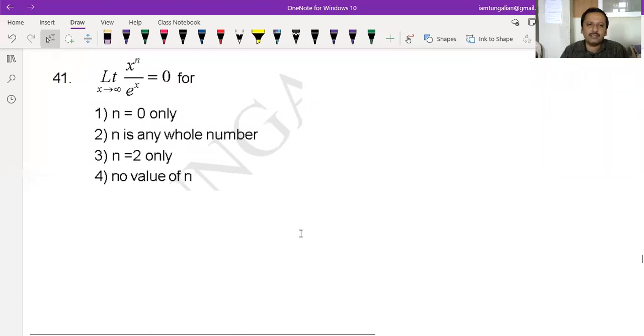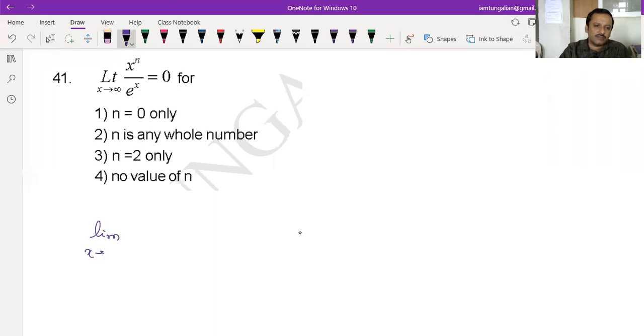Question number 41. Limit x tends to infinity, x to the power n by e power x is equal to 0 for n equal to 0 only, n is any whole number, n equal to 2 only, or no value of n. Let us observe.